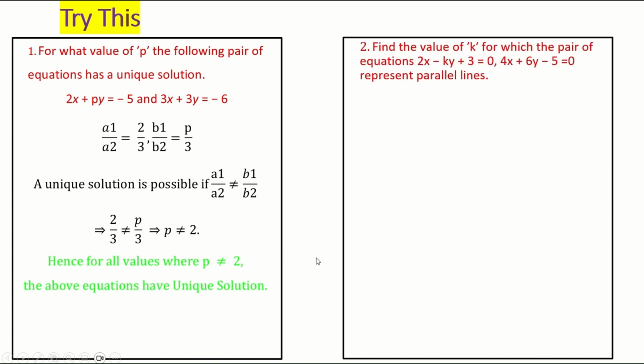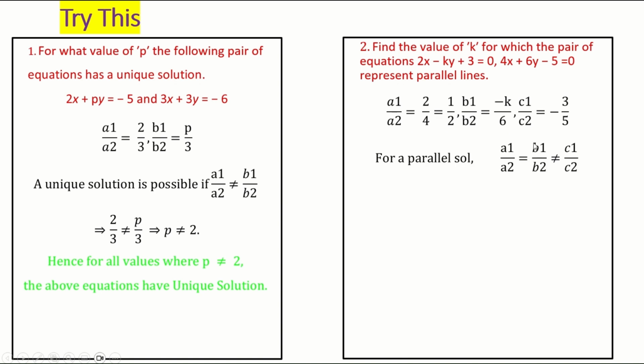Next, find the value of k for which the given pair of equations represents parallel lines. What is the condition for parallel lines? a1 by a2 equal to b1 by b2, not equal to c1 by c2. Okay. So let's check the ratios here. a1 by a2 equal to 1 by 2, b1 by b2 is minus k by 6, c1 by c2 equal to minus 3 by 5. Correct? This is the condition for parallel lines.